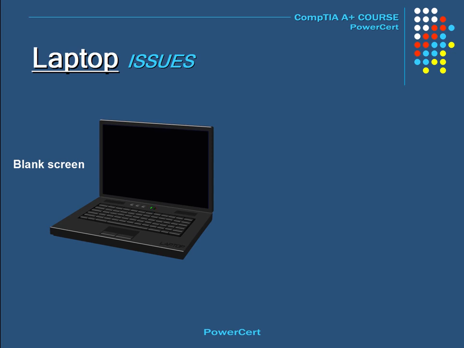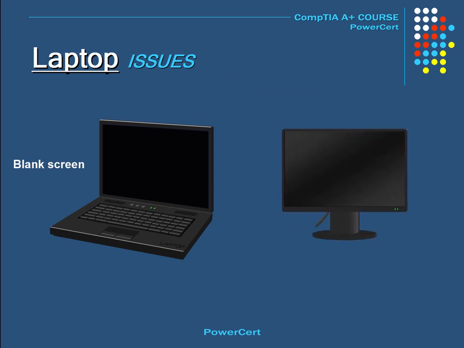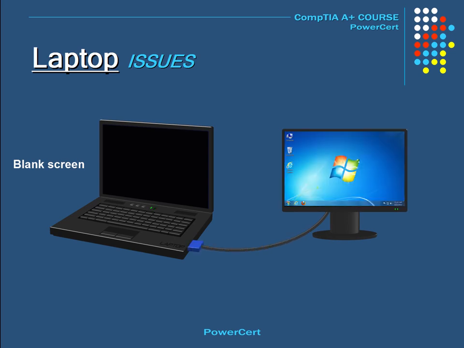Now, this could happen for a few reasons, but the best thing to do right off the start is that if you have an external monitor, go ahead and connect an external monitor to your laptop and see if an image shows up on the external monitor, because most, if not all, laptops will have an external video port on the side of a laptop where you can hook up an external monitor. Now, if an image does show up on the external monitor, then that most likely means that your LCD monitor on your laptop is bad and it needs to be replaced.